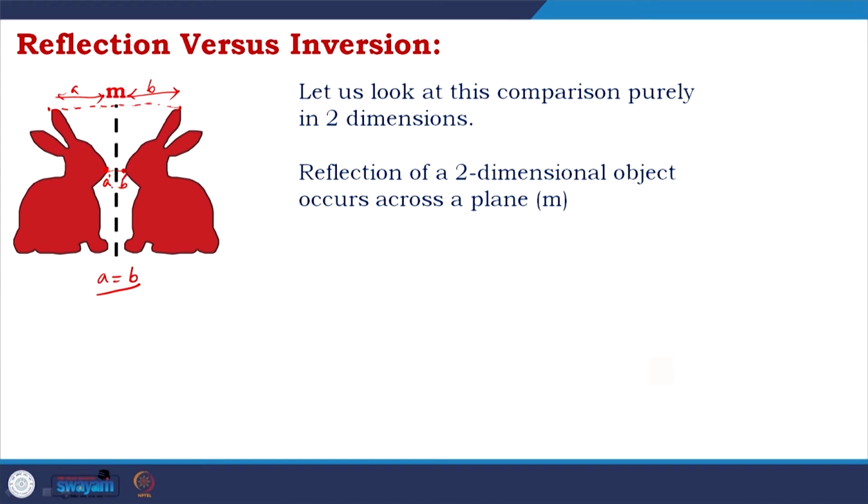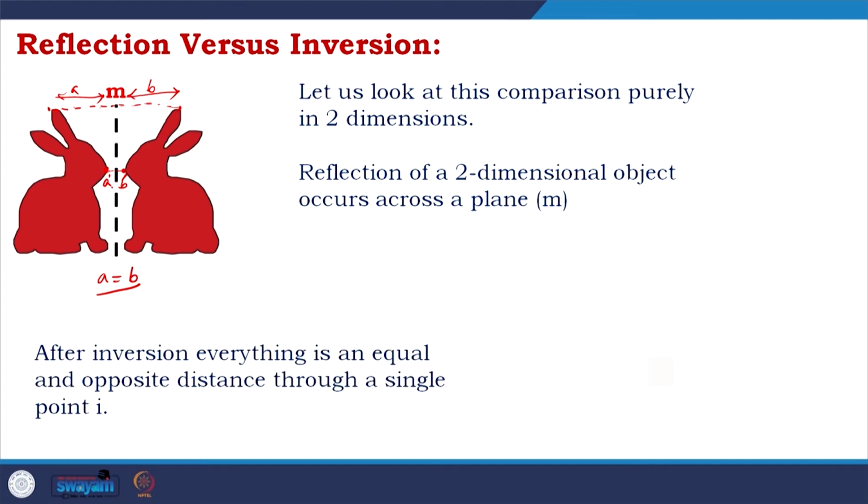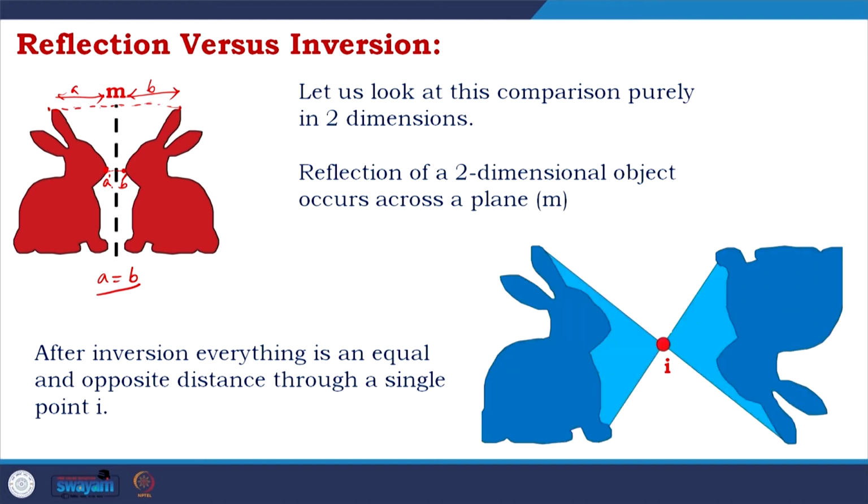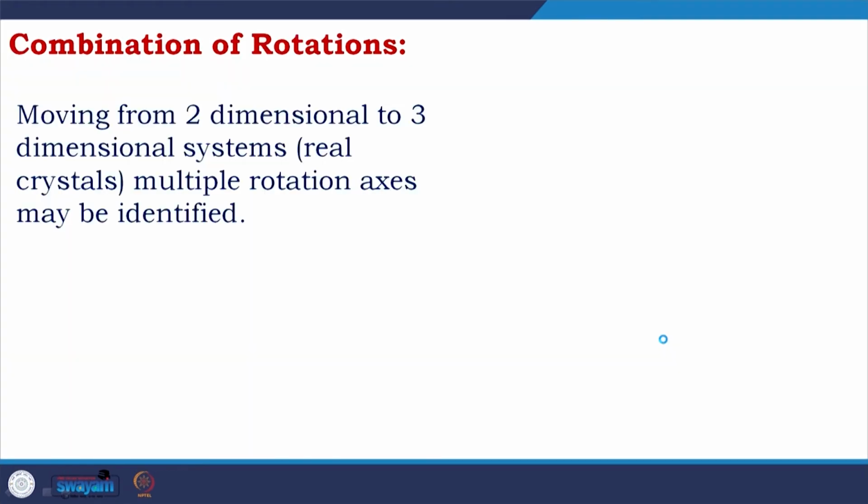So, as A prime B prime. After inversion, everything is an equal and opposite distance through a single point I. So, if you see this is the point of inversion, you get those equidistance like you get here, but here through this point only, here through this axis, that is the difference.